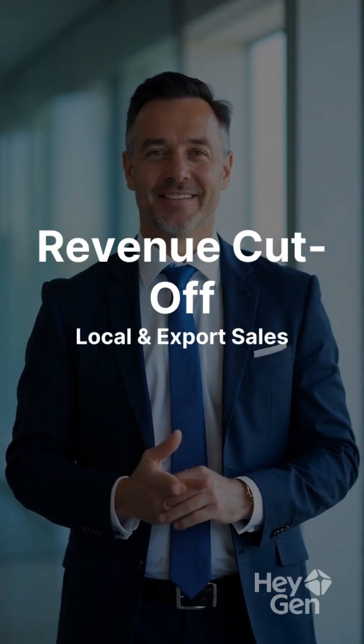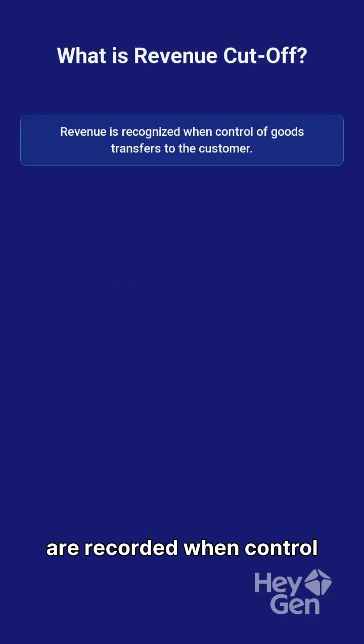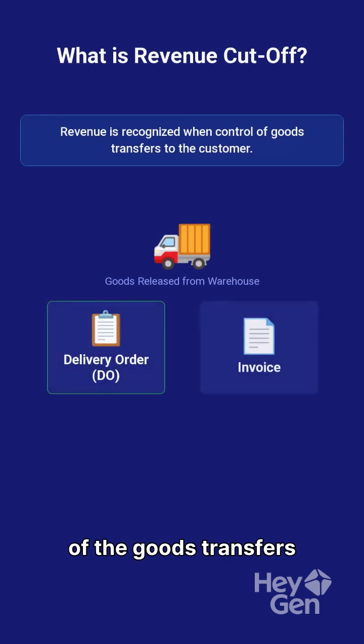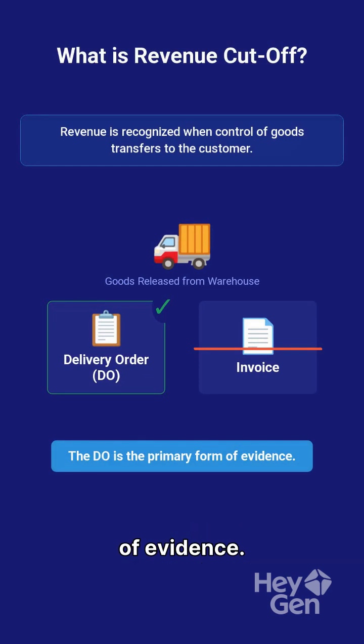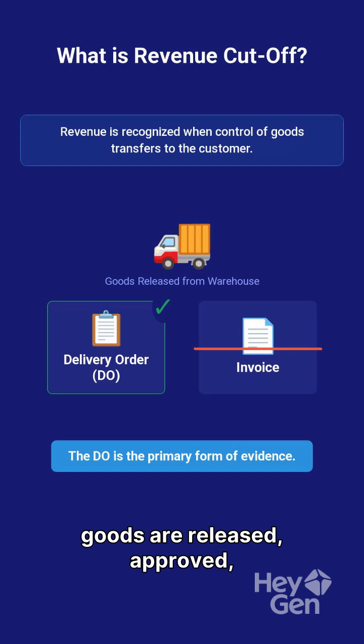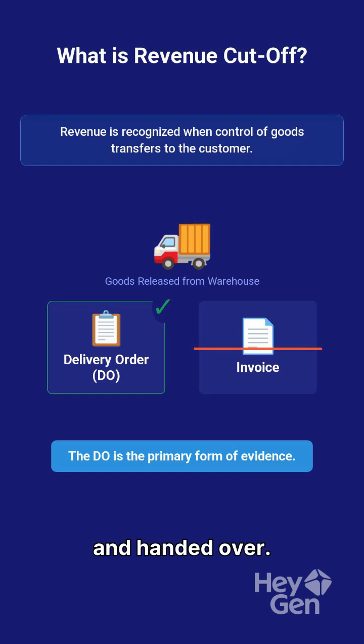Let's get started. Revenue cutoff ensures sales are recorded when control of the goods transfers to the customer. For goods, the delivery order, DO, is the primary form of evidence. The DO captures when goods are released, approved, and handed over.